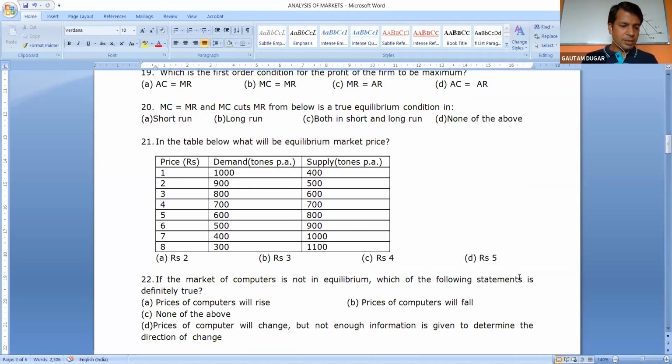Yes, some of you have given the right answer. It's C. Price of 4 rupees. Right? Because when the price is 4, then demand and supply are equal to each other. That's the correct answer. Next.